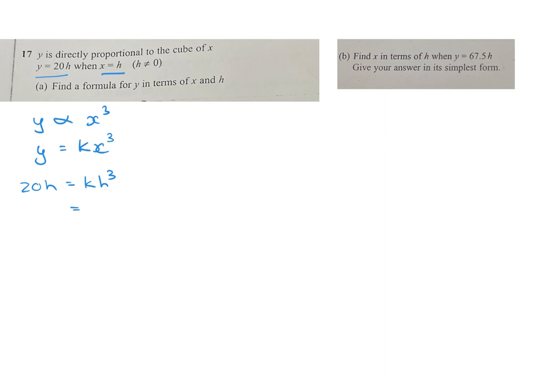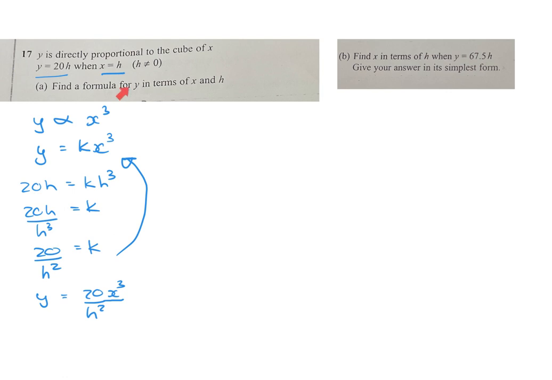And now we need to work out what the value of our constant is. So the constant is going to be 20h divided by h cubed. One of those h's will cancel, so k equals 20 over h squared. Now when you've worked out your constant of proportionality, you always put it back into this expression here. So we put that back in, and we're going to have y equals 20 over h squared multiplied by x cubed. Let me just extend that fraction line there. And that's our equation.